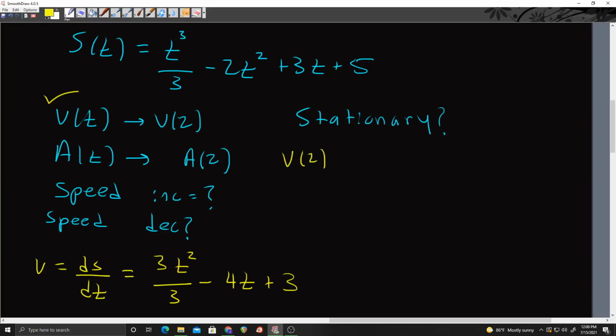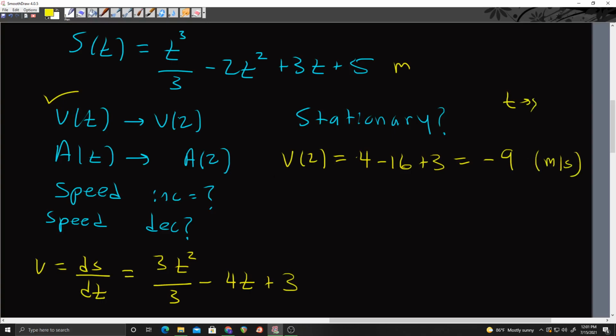Velocity at 2 seconds. We're just going to plug in 2 and be done. 3 divided by 3 is 1. So 2 squared is going to be 4, minus 16, plus 3. That's going to be negative 12 plus 3. That's going to be negative 9. Let's say this is meters, and let's say that t is seconds. So that means this is going to be meters per second.